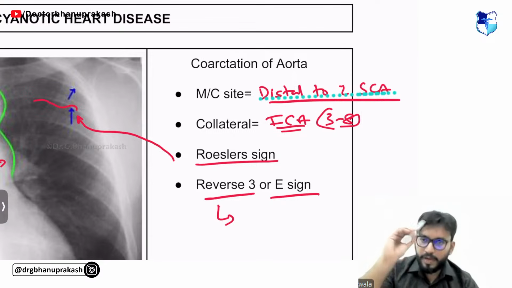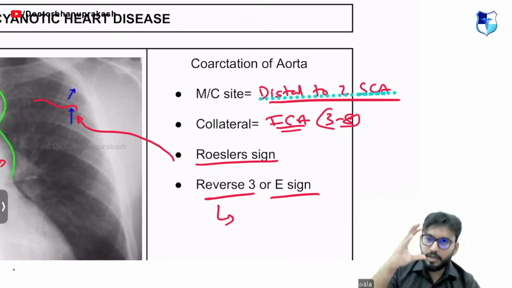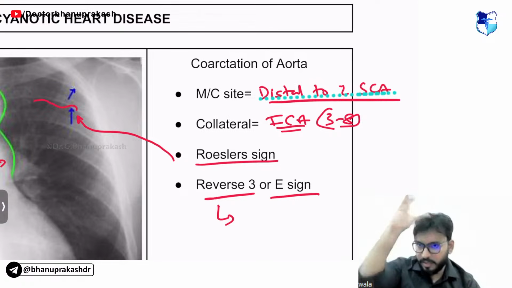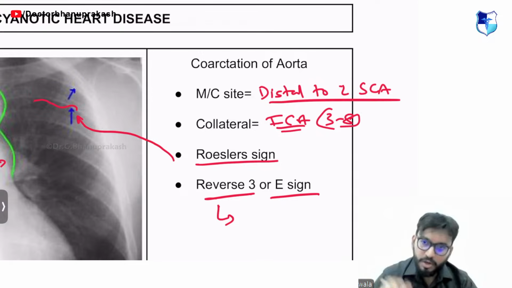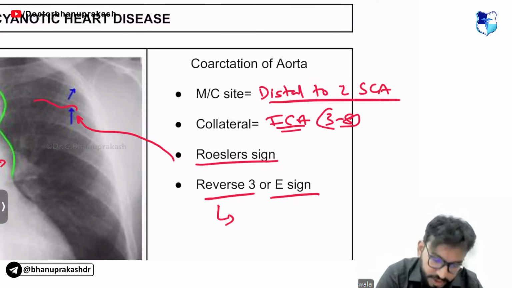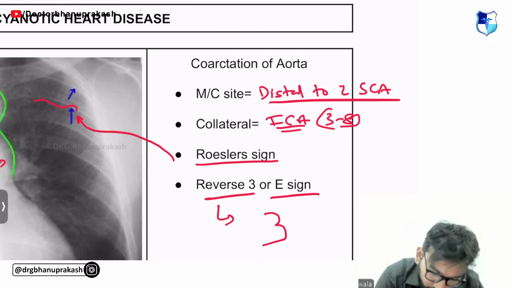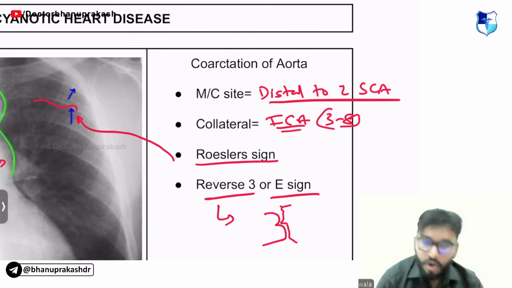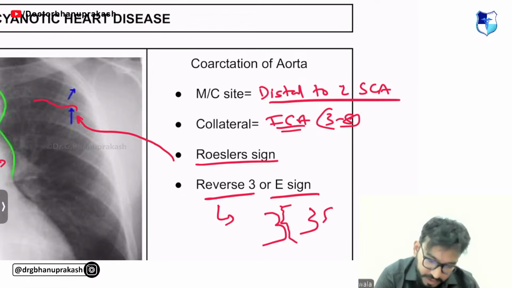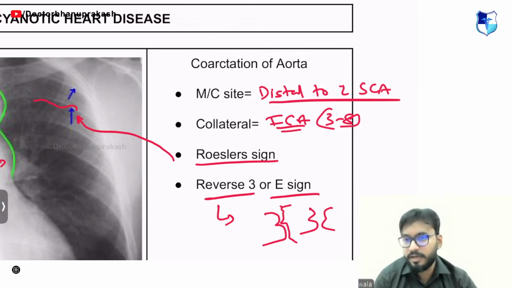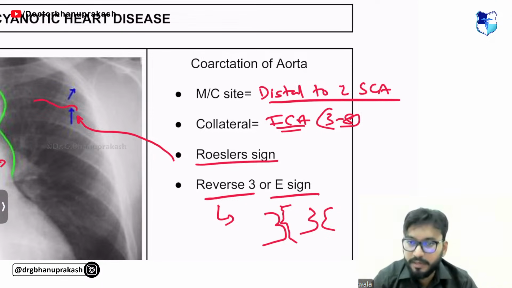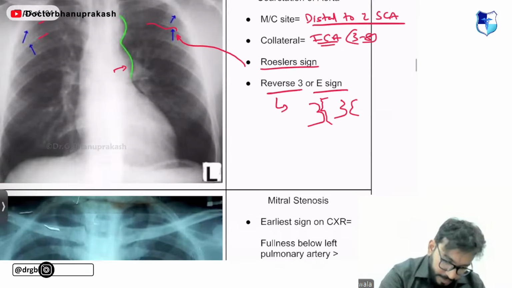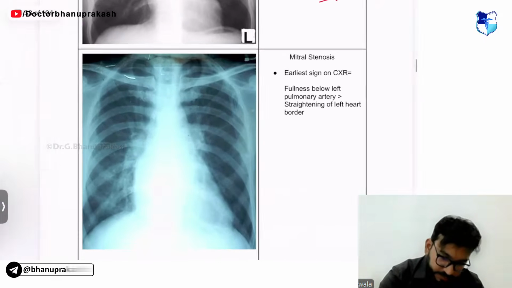Okay, so remember, guys, whenever there is 3, it means the coarctation is there and there is a bulge. So this indents or puts a pressure on your esophagus, which is passing posteriorly. So if this is the 3, the esophagus here becomes like this. So this is E or reverse of 3, because if this is 3, your esophagus becomes like this. That is E sign or reverse 3 sign. This is an indentation on esophagus seen on barium swallow. Remember, esophagus is seen on barium swallow, guys. Basics, guys, basics.